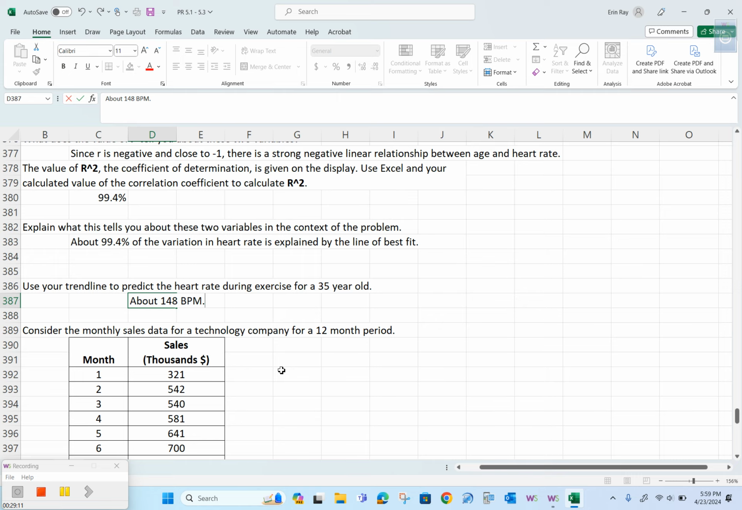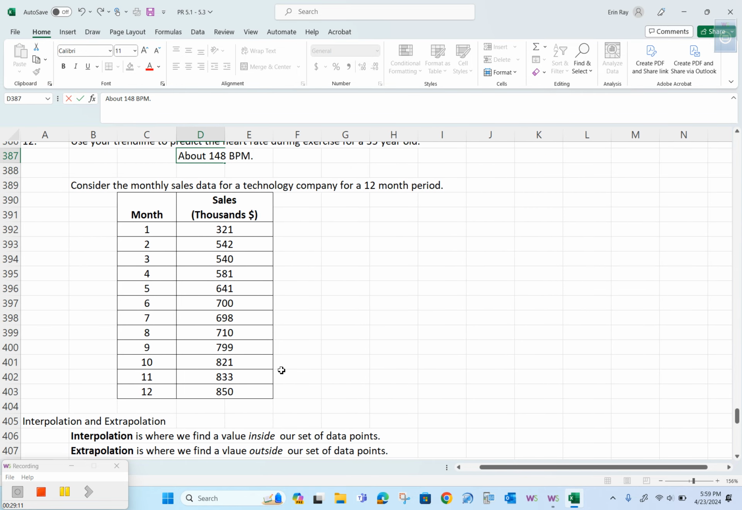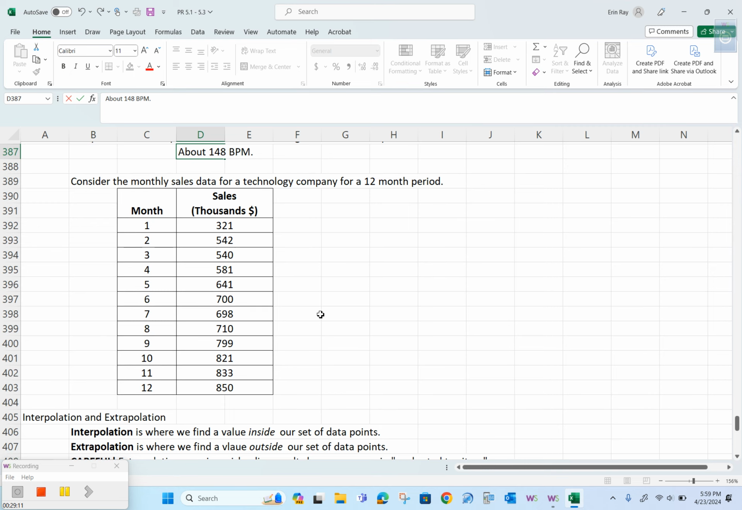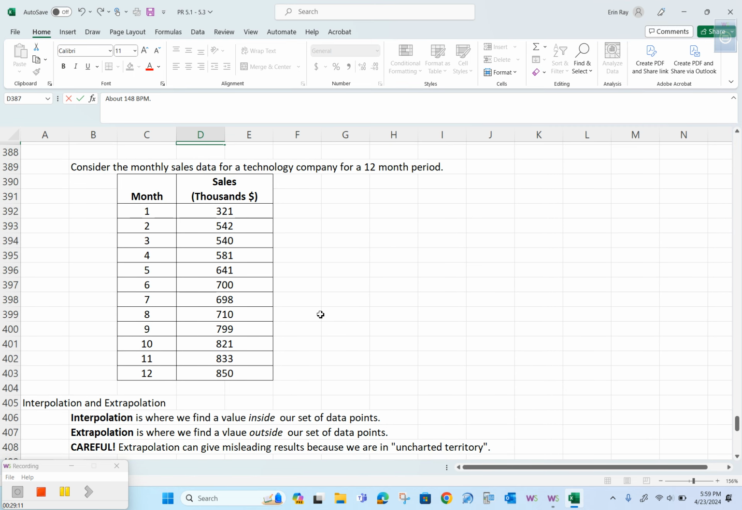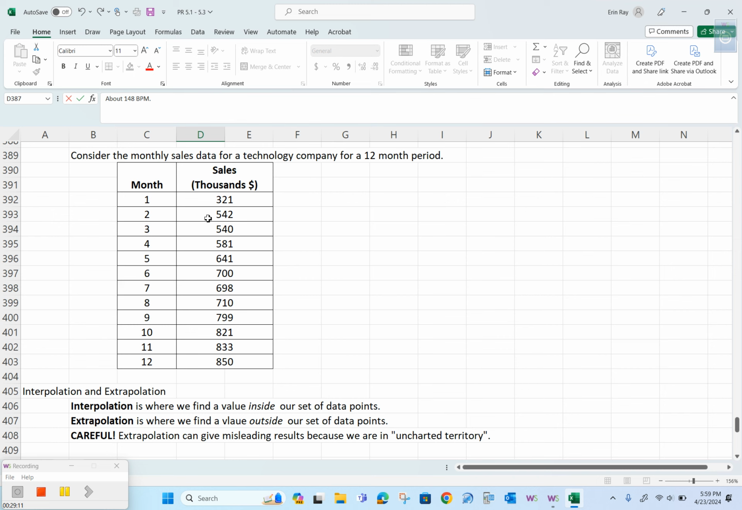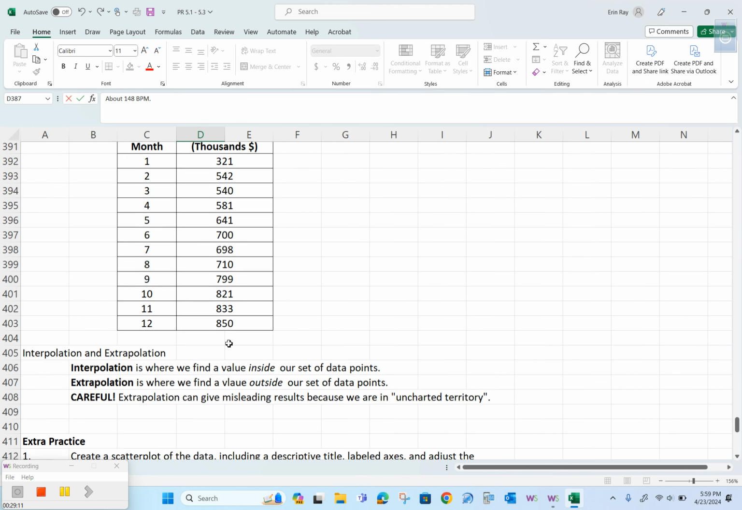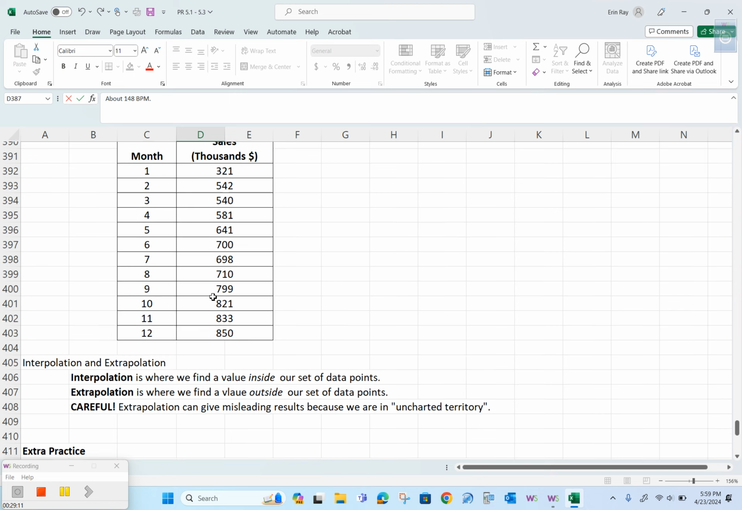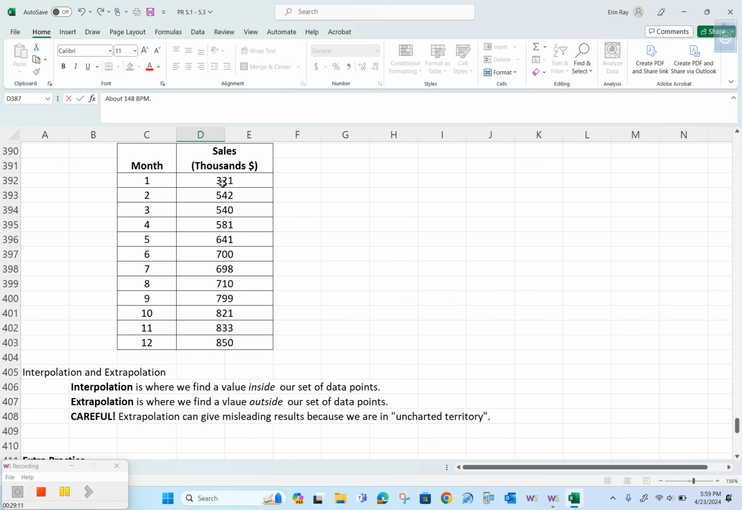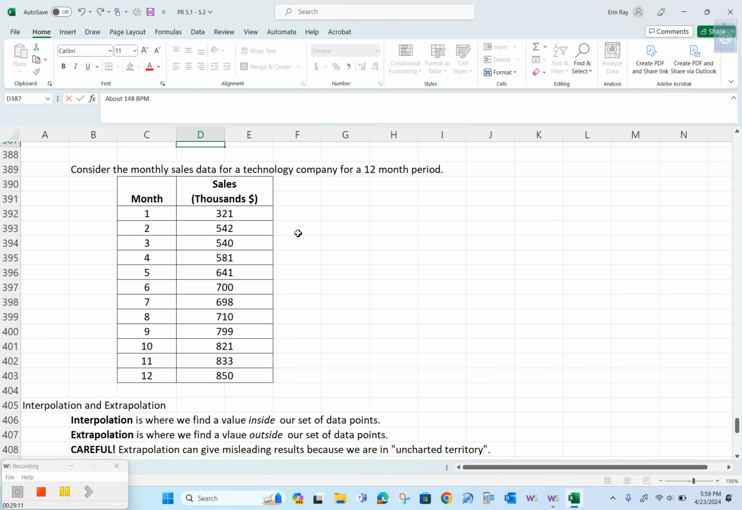Okay. All right. This last one says, consider the monthly sales data for a technology company for a 12-month period. Here's the context of it. What I want to do is just talk about how this would look, not actually calculating things. So as the months are increasing here, our sales in thousands look like they're going up, a little bit of going down, then up again. So we may have a less strong positive relationship, but it'll definitely be positive. Okay, we can calculate the correlation coefficient, we can insert the chart.